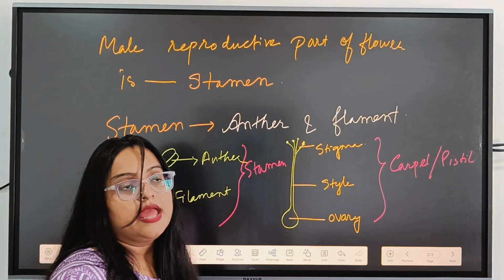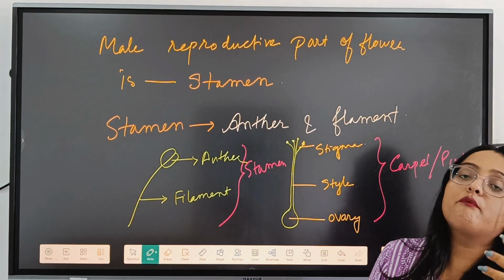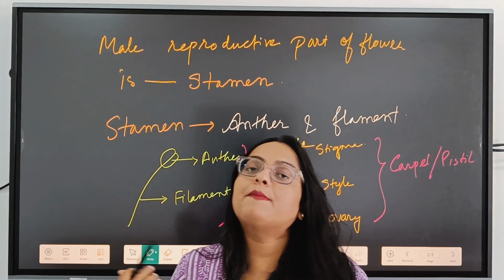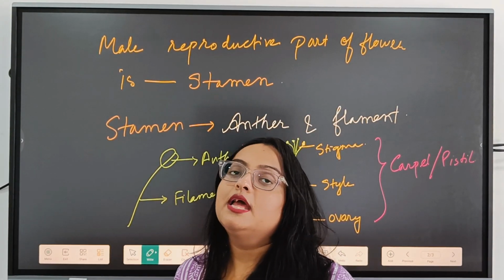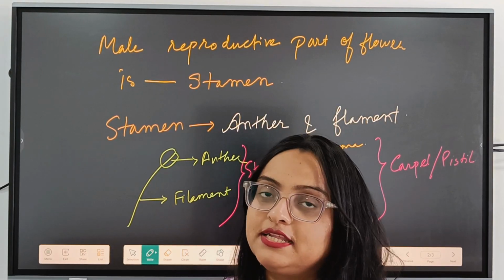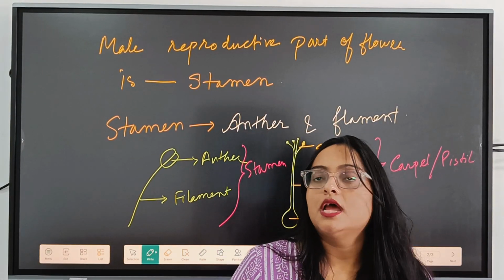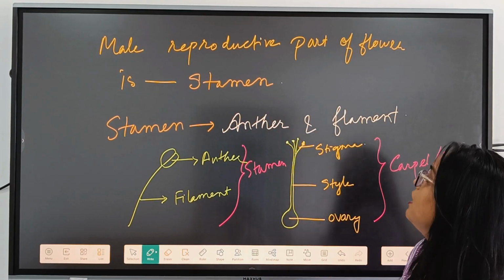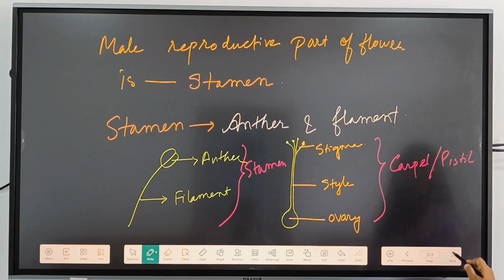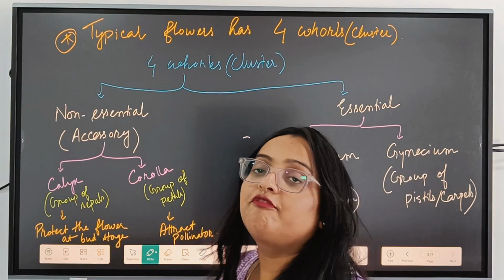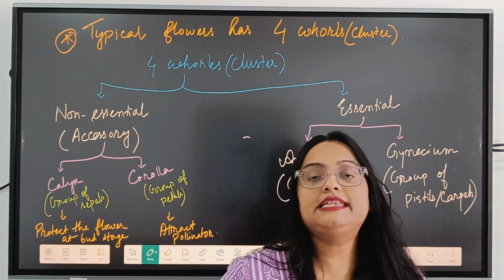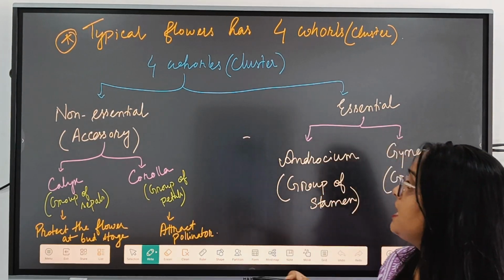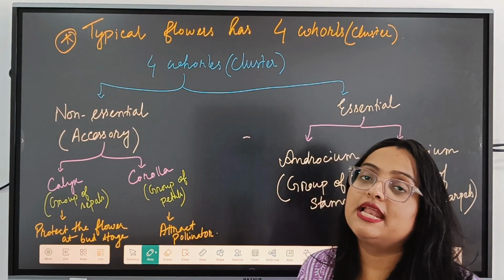So clear, a flower has different parts. The male reproductive part is stamen and the female reproductive part is pistil or carpel. Now stamen consists of filament and anther, and anther is always bilobed, and the carpel consists of the stigma, style and ovary. So now a typical flower has 4 whorls. Whorls means clusters. A typical flower has 4 whorls. They come under 2 categories, non-essential and essential.